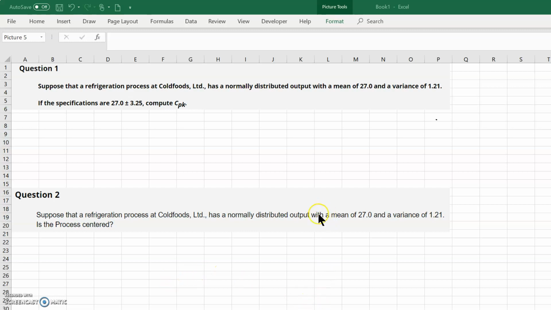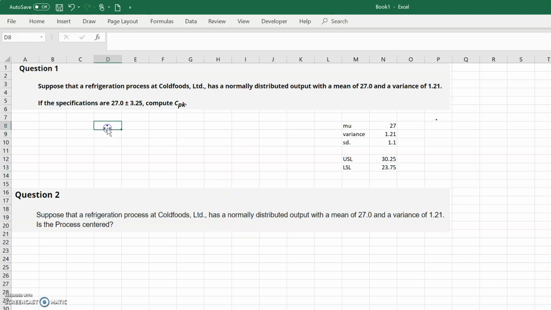Let me offer some review for LP number 5, just briefly. So the first problem: the average is 27, the variance is 1.21, and then the standard deviation is of course the square root of the variance, therefore it is 1.1. The upper spec limit is 27 plus 3.25, it's 30.25. The lower spec limit is 27 minus 3.25. That's the situation here.